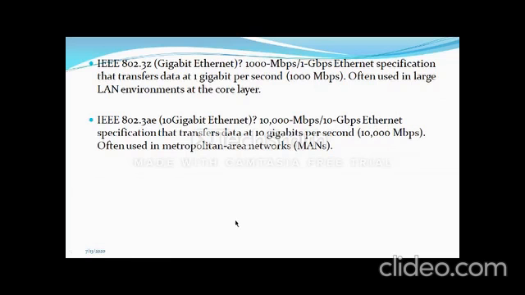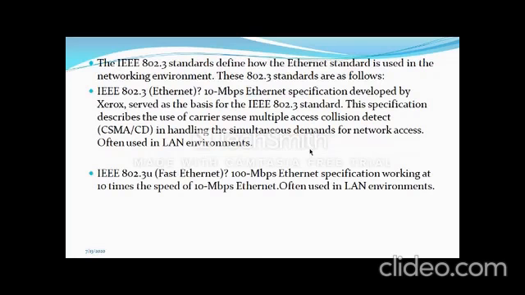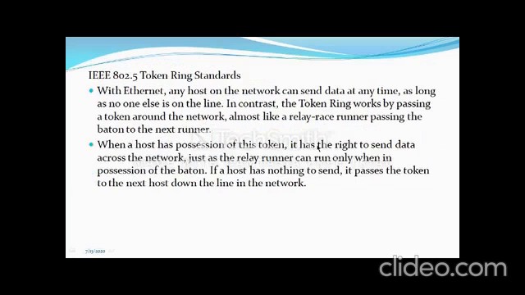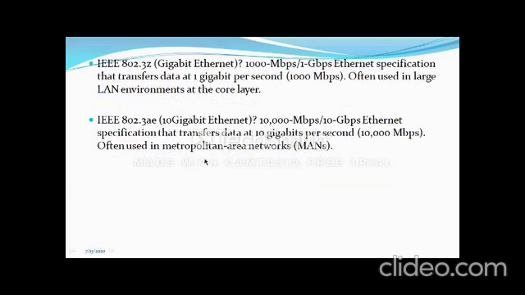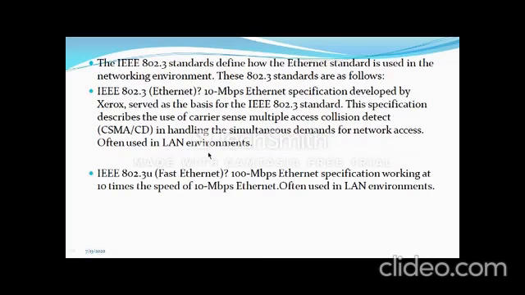802.3ae, that is 10 Gigabit. It is faster than Gigabit Ethernet, 10 times the Gigabit Ethernet. The 10,000 Mbps or 10 Gbps Ethernet specification will be used to transfer data at 10 Gbps. Used in MANs.